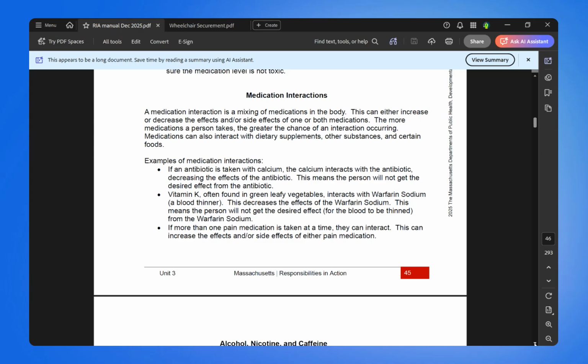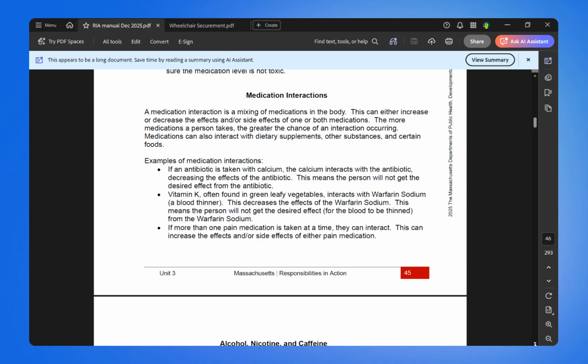Vitamin K, which is found in green leafy vegetables, interacts with warfarin sodium, which is also known as Coumadin, and it's a blood thinner. So if vitamin K is taken in larger amounts or every day, it can cause the warfarin sodium to not do what it's supposed to do. So then the blood will not be thinned.